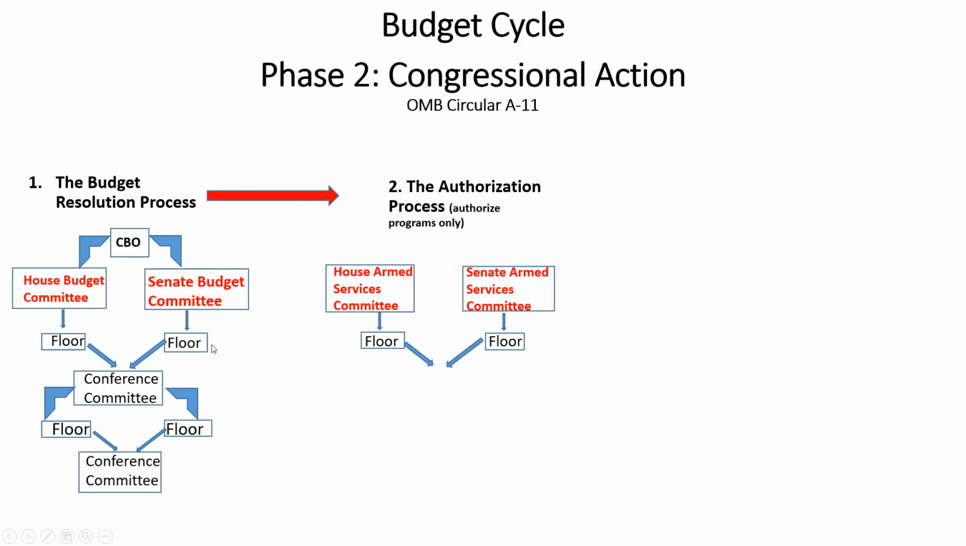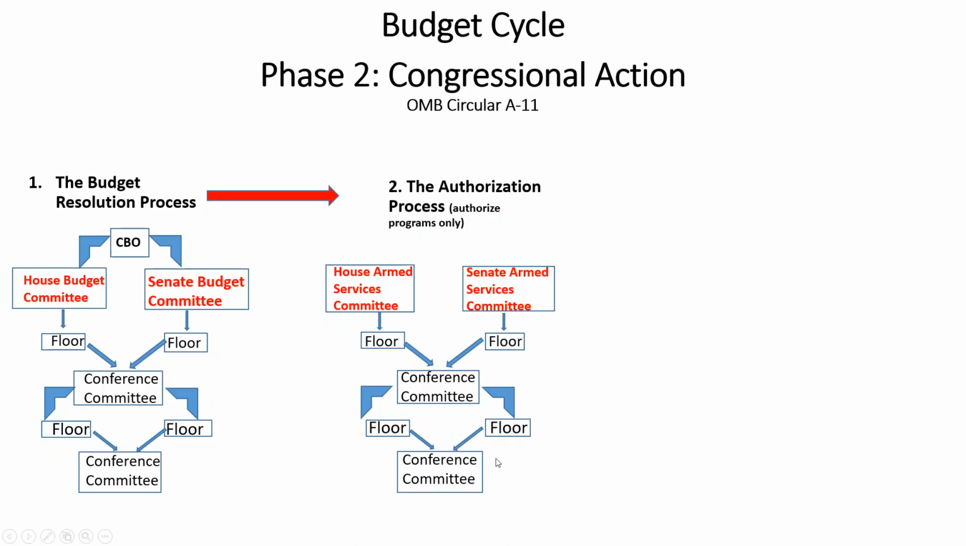The process is exactly the same. They vote on their individual floors. They come together in a conference committee, go back to resolve issues. They go back to their individual floors. Then they come back together to make sure that they have one identical bill to send forward to the president for the president to sign. The end result of the authorization process is the authorization law. So this one actually becomes law. So for anything to become law, just know that it had to have gone back to the president for the president to sign off, veto, or whatever he needs to do.